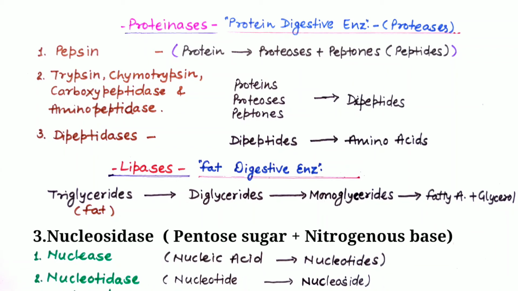Pentose sugars are ribose and deoxyribose, while there are 5 nitrogenous bases: adenine, guanine, cytosine, thymine, and uracil. They are broadly classified into two categories, purines and pyrimidines.